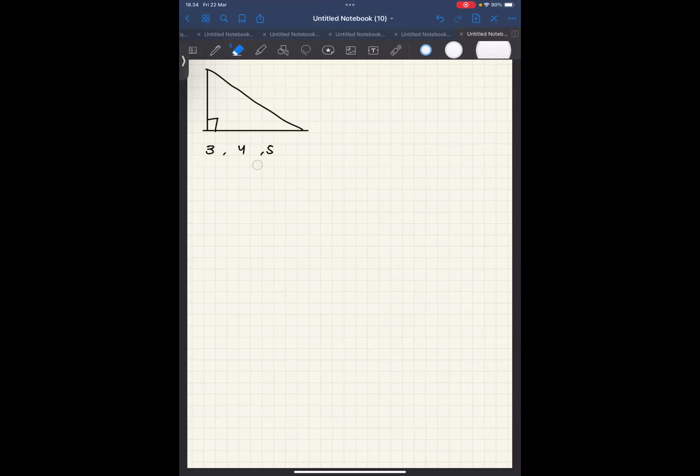No, this one. 5, 12, 13, 8, 15, 17, 7, 24, 25. You don't really have to remember these, but if you remember them, it's actually easier for you to solve this kind of problem.